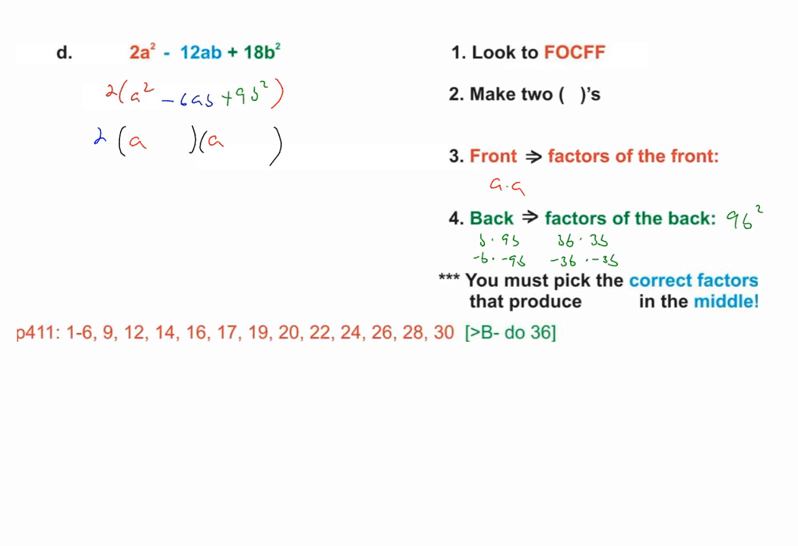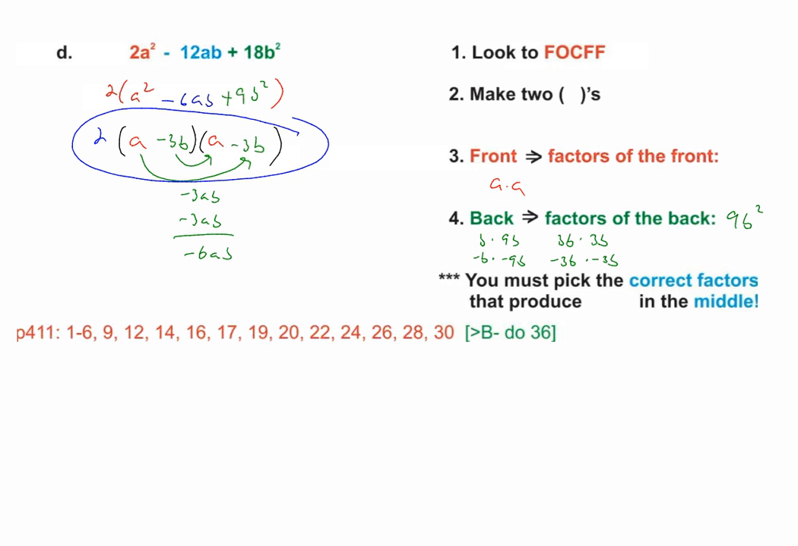All right, somebody raise your hand. Give me the back factors. Adam? How many agree with Adam, negative 3b, negative 3b? If you do the check on him, a times negative 3b is a negative 3ab. Negative 3b times an a is a negative 3ab, for a grand total of negative 6ab. That is our middle. That is a correct factorization. And that is our answer. All right, factoring.